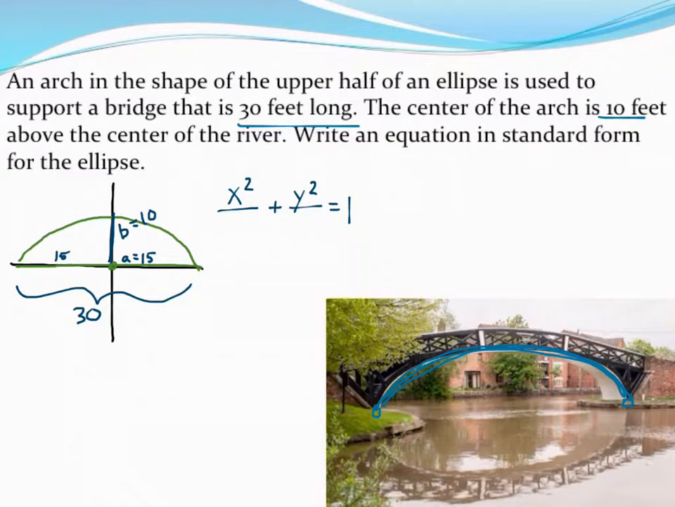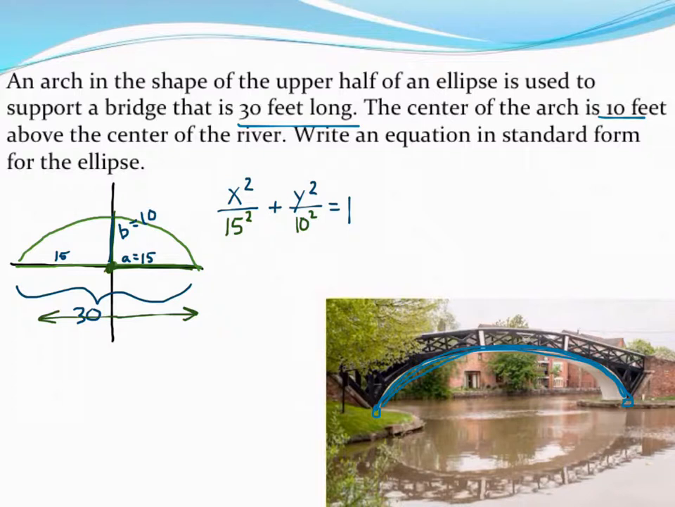Since I have a horizontal ellipse, I'm longer, I'm more stretched out in the x direction, the larger number, the a value, is going to go underneath the x. So I'm going to have 15 squared underneath the x. I think of it as sort of the long radius. The b value then, which is sort of like the short radius, since that goes in the vertical direction, will go under the y. So b squared, or 10 squared, under the y squared value.